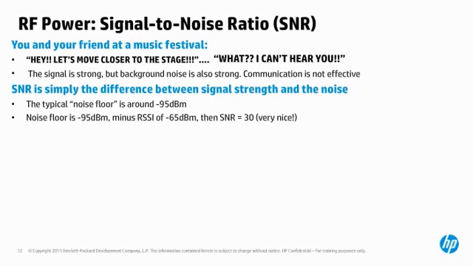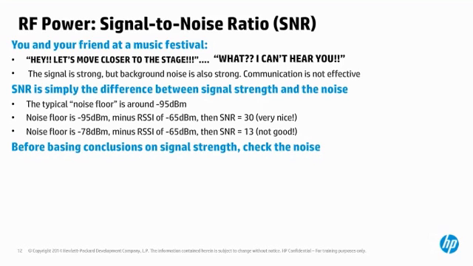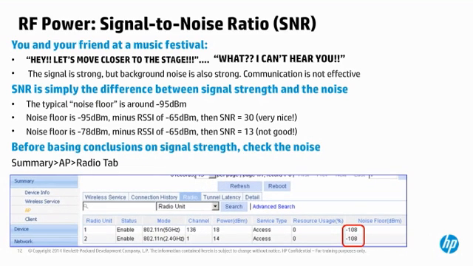However, you could have the same strong signal of negative 65 dBm, but in a noisy environment where the noise floor is negative 78 dBm. 78 minus 65 is only 13. This is not a good SNR value. We either need to locate and eliminate the interference or try moving the AP to a different channel. Just don't make the mistake of assuming a strong signal equals a healthy RF environment. Validate that the noise floor is low.